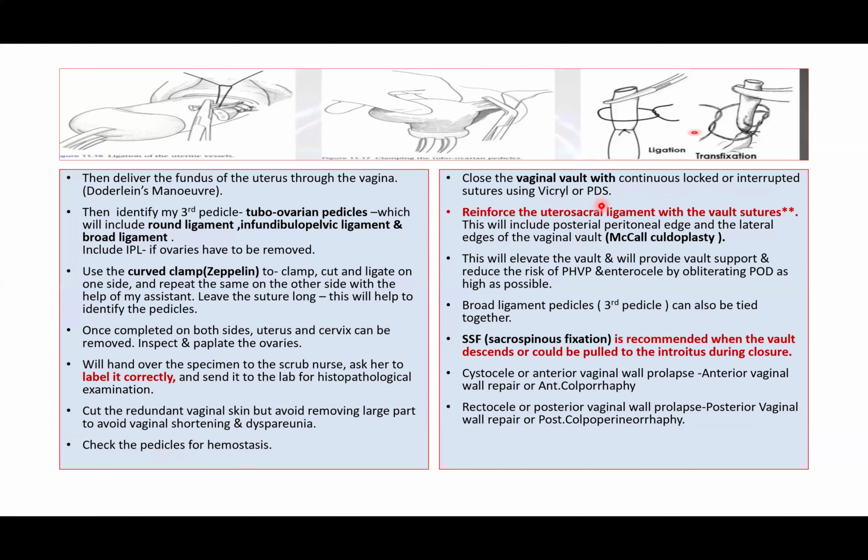Now, reinforcing of the uterosacral ligament with the vault sutures. This will include the posterior peritoneal edge and the lateral edges of the vaginal vault. This will prevent the risk of vault prolapse and enterocele by obliterating the pouch of Douglas as high as possible. The broad ligament pedicle can also be tied together. What about the sacrospinous fixation? This is recommended when the vault descends or could be pulled to the introitus during the closure.